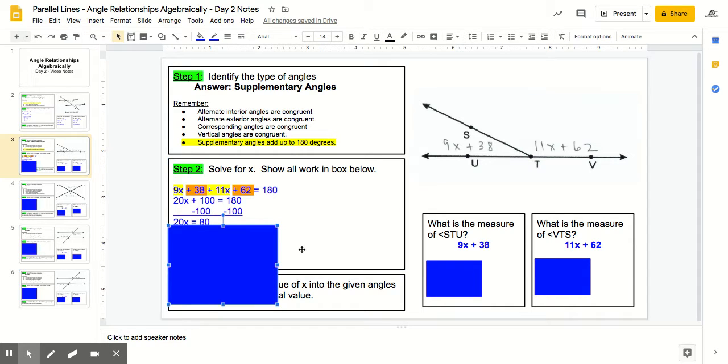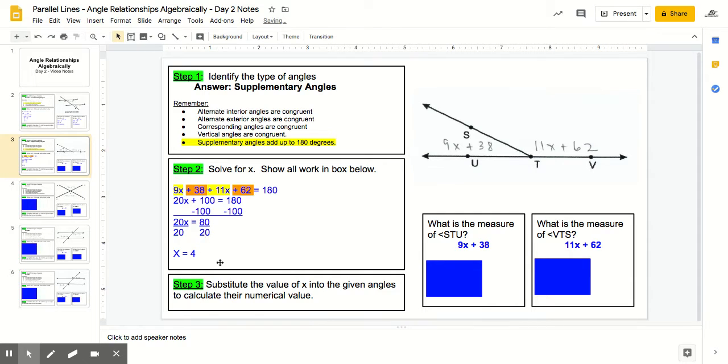My last and final step is to divide both sides by my coefficient, or the number in front of the variable, which in this case is 20. So I divide both sides by 20. 20x divided by 20 is simply x, and 80 divided by 20 is 4. So we get x is equal to 4.